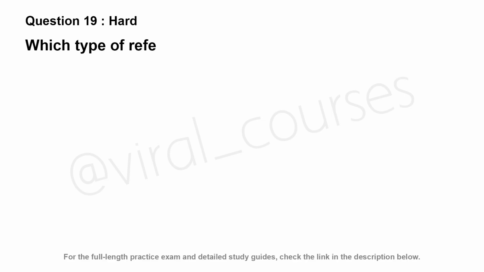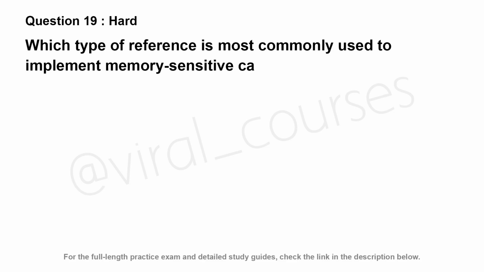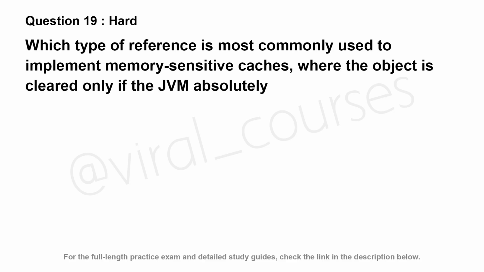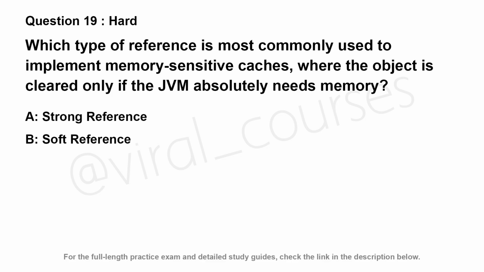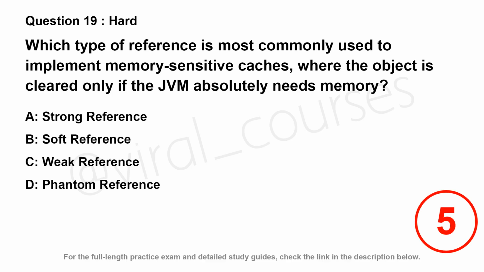Which type of reference is most commonly used to implement memory-sensitive caches, where the object is cleared only if the JVM absolutely needs memory? Option A, strong reference. Option B, soft reference. Option C, weak reference. Option D, phantom reference.